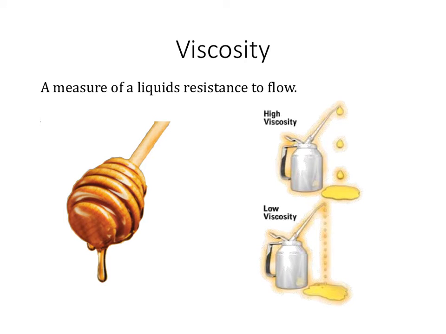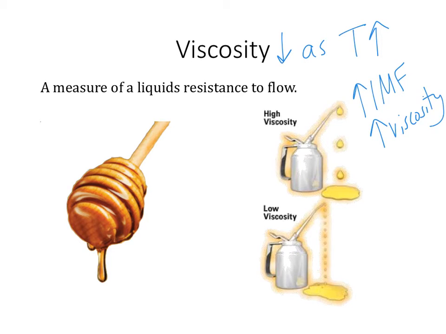The next we have is viscosity. That's a measure of a liquid's resistance to flow. Molecules are resistant to flow because there's a great attraction between them, or strong intermolecular forces. Viscosity decreases as temperature increases. And that's because the additional kinetic energy is counteracting and breaking the intermolecular forces. So high intermolecular forces mean high viscosity. And when it's heated, it becomes thin as the intermolecular forces are broken, and so the viscosity is lowered.